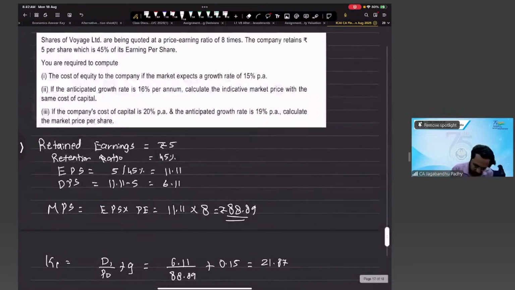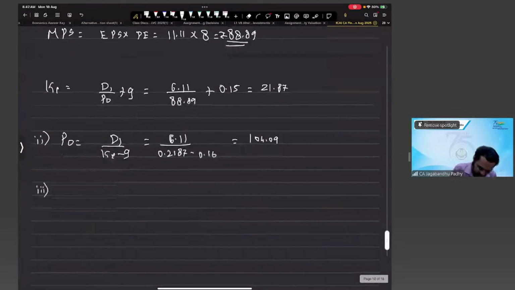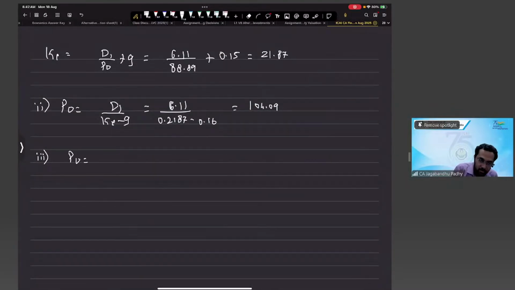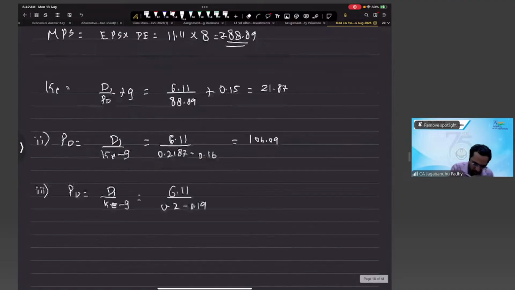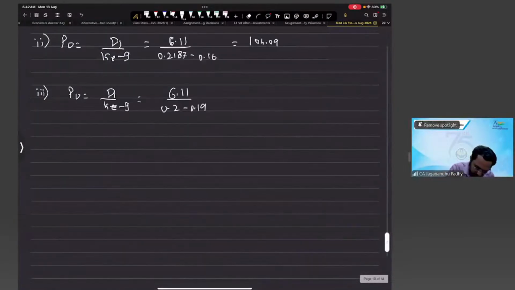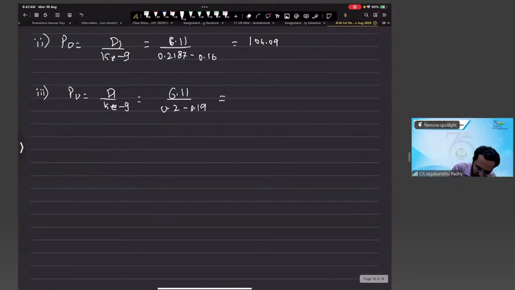Third part. If the company's cost of capital is 20%, anticipated growth rate is 19%, then calculate the market price. Now it is pretty simple. It's going to be D1 upon same K minus G. So this is 6.11 upon 20% is the cost of capital and 19% is the growth rate. So the value of the share is 611.